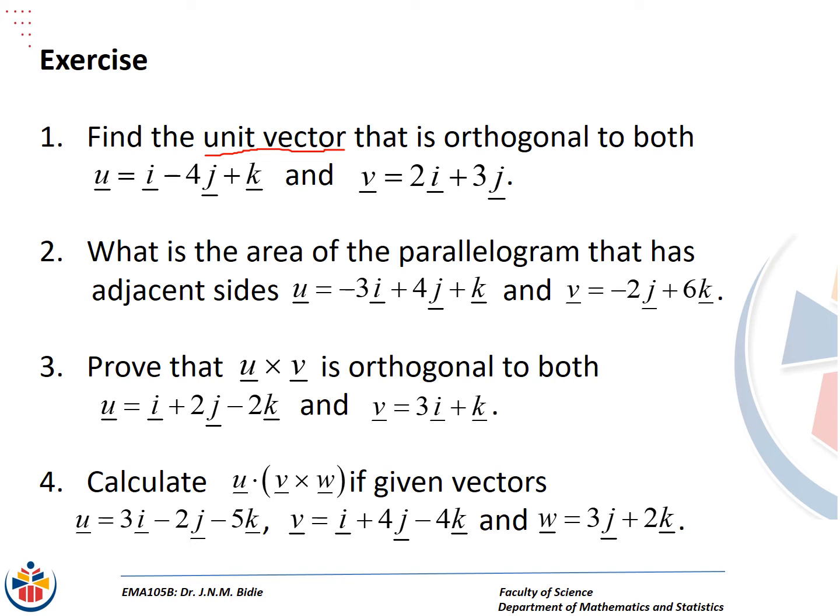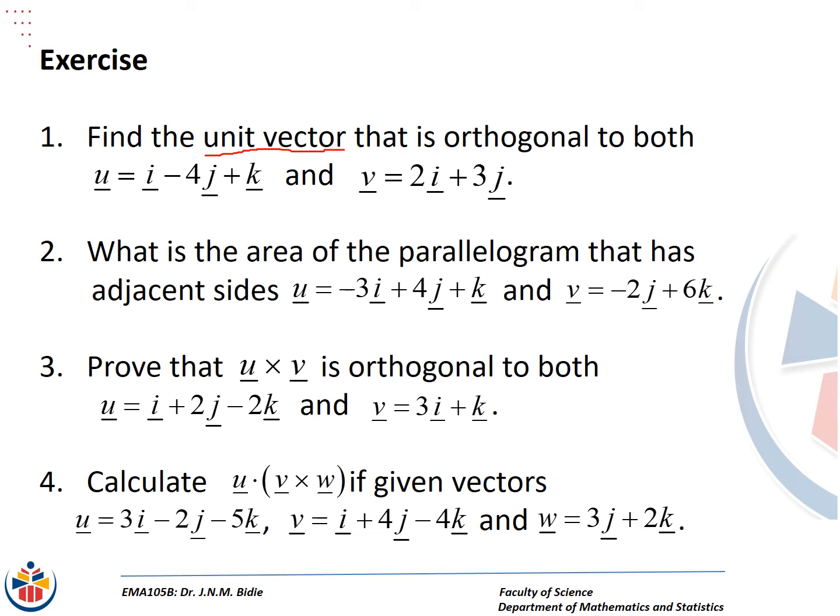Area is the length of the cross product. That's what always gives us the area. So find the cross product between u and v, and then find the length of that cross product. Then it will give you the area.